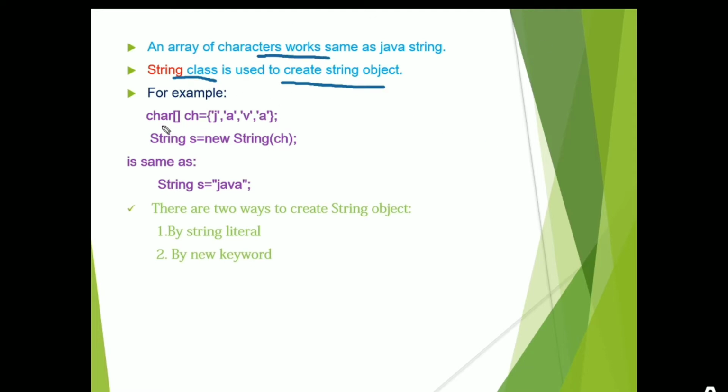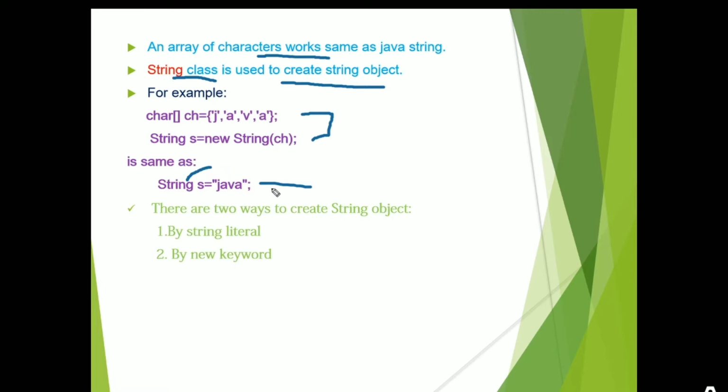For example, character array ch holds JAVA, a character array whose size is 4. And this can also be used like this: String, this is the class, always starting with a capital S. s is the object, which is new String holding ch with Java as its value. These two statements can be written directly like this: String s = "Java". These two statements are equal to this. So instead of using the character array, we can create objects of the String class.